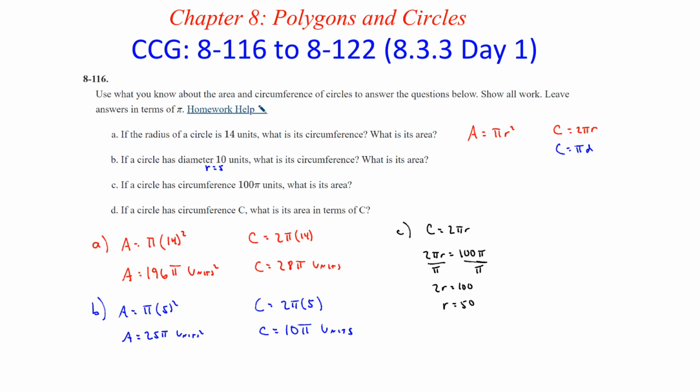And so now that I know the radius, then I can find the area by taking pi times the radius squared. So for this one, that will give us an area of 2,500 pi, and then once again, units squared. And then the last one, we have D. If a circle has a circumference C, what is the area in terms of C?